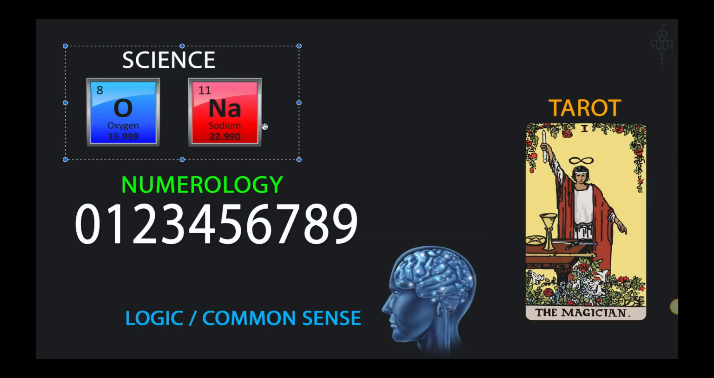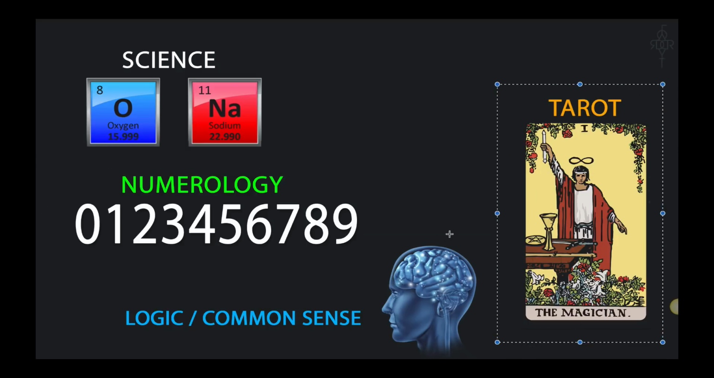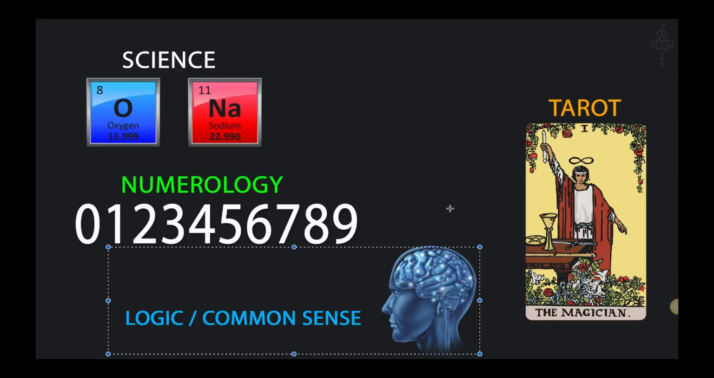I'm using science, my favorite right here, because we can measure these numbers. You know, you have your protons, how many protons this has, your atomic mass, your personality, as I like to call it. And then we're going to be using numerology, the numbers 0 through 9. We're going to be using the tarot. And then, of course, we're going to be using logic and common sense, which I think a lot of people ignore and they don't want to use. They see something and they refute it. They ignore it. They don't want to believe it. And I think this is the biggest one you have to utilize right here, is logic and common sense.